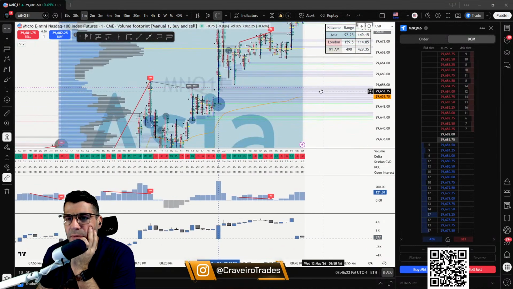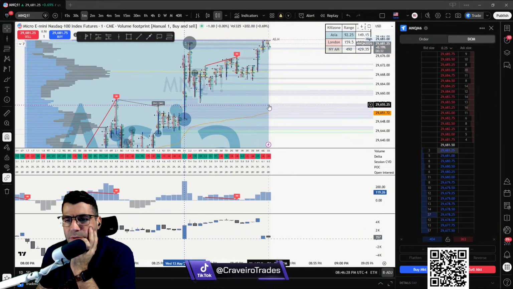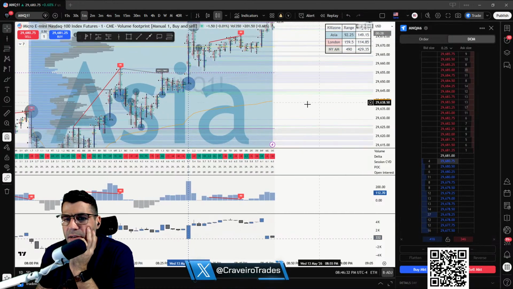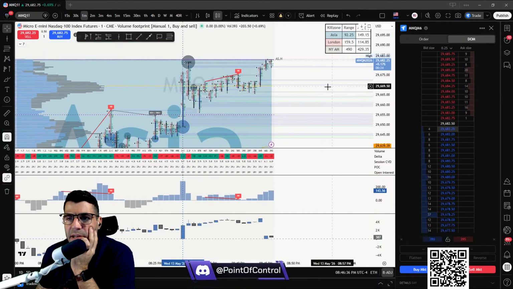With this strong of a price leg, I'd really like to see us retrace back down to the value area high here, to these imbalances. We are getting exhausted.